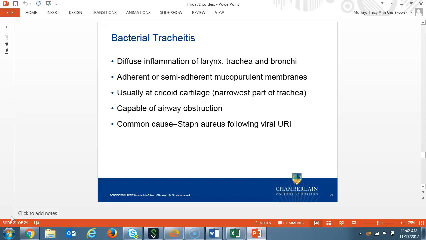Bacterial tracheitis is capable of producing airway obstruction. One of the most common causes is Staphylococcus aureus, and it often follows a recent viral upper respiratory infection. Bacterial tracheitis is a rare complication of influenza.